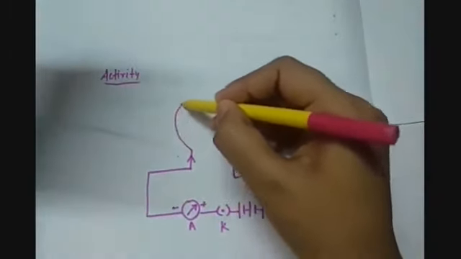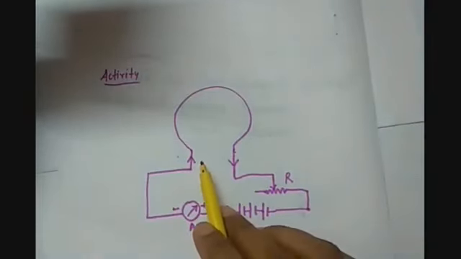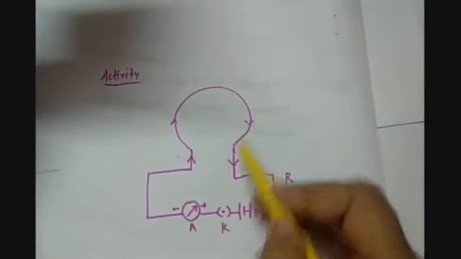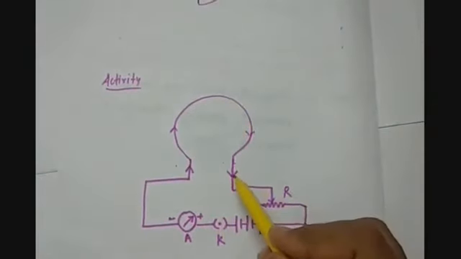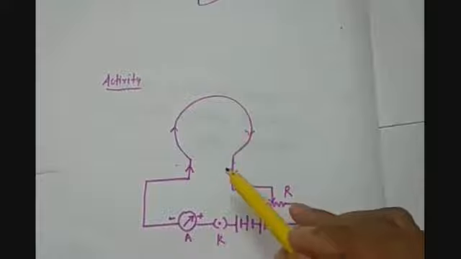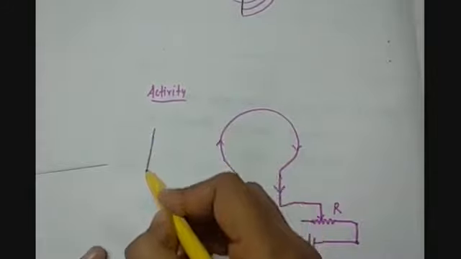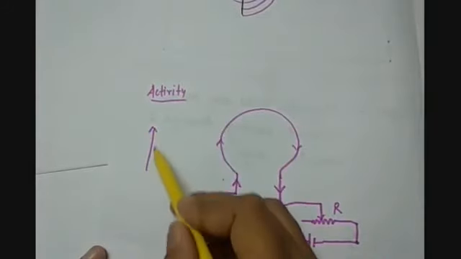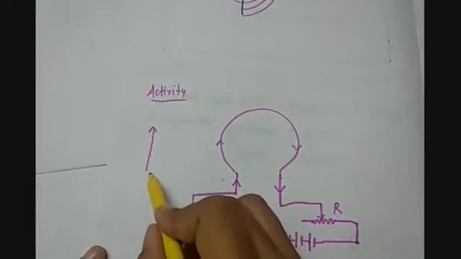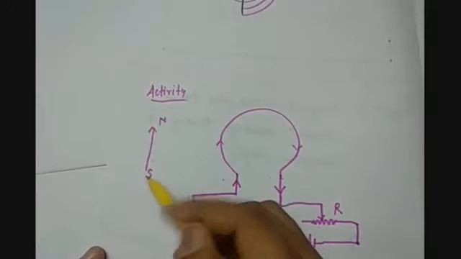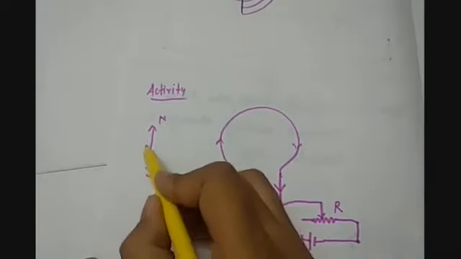So we can make it like this: we have a conducting circular loop in which current is flowing in this direction. So what happens when current is flowing in a circular conductor? Then a magnetic field is produced around it. So first let us take the example of the straight conductor. When current is flowing in a straight conductor, then according to the right hand thumb rule, we know that when current is flowing from south to north, or in the upward direction, then the current is flowing in this direction.